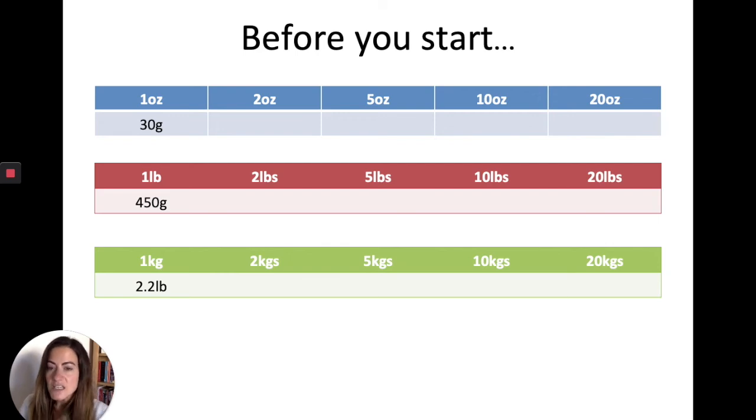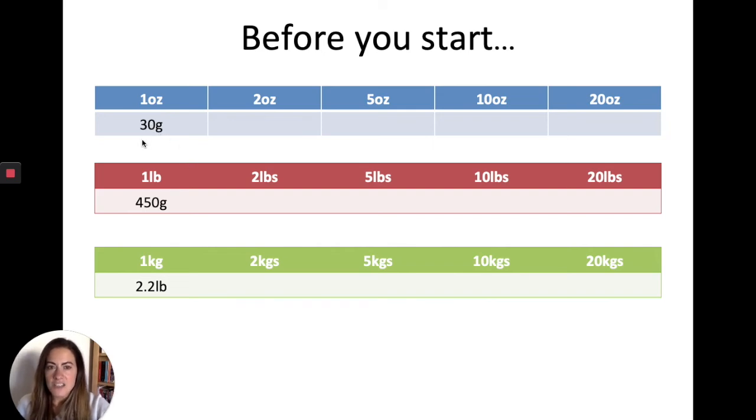So it's nearly time to do your independent work. What you might find helpful before you start is filling in these tables using what you know to find out what you don't know. Now I've put 30 here because it's a bit easier, but if you want to challenge yourself, you can keep it as 28 grams. Remember we said 1 ounce is approximately 28 grams, but 30 is a bit easier to work with. So pick the one you're comfortable with.